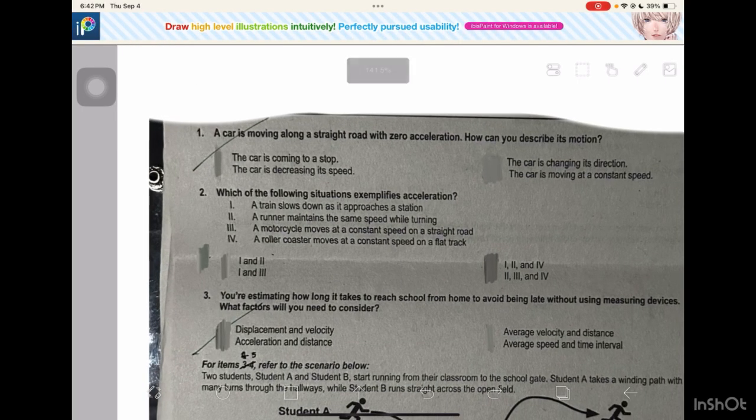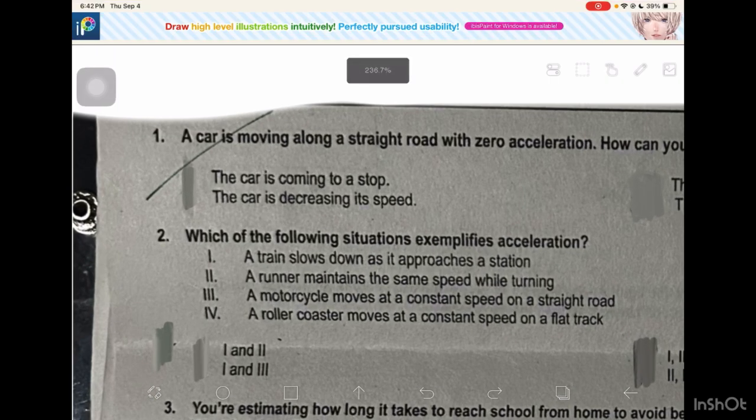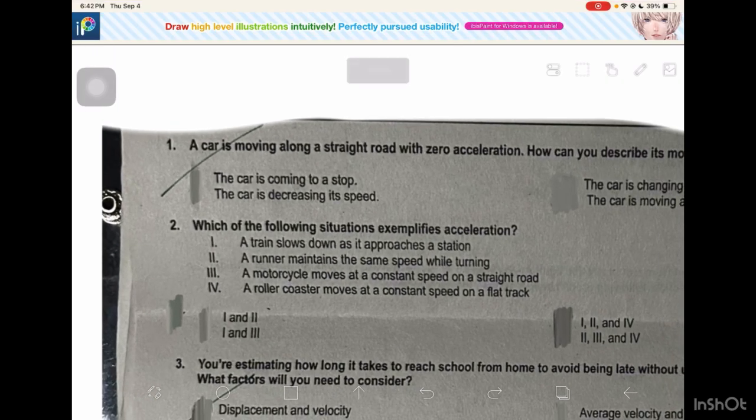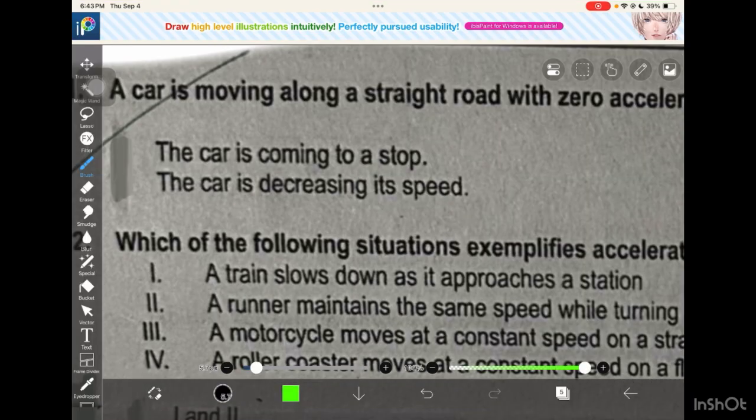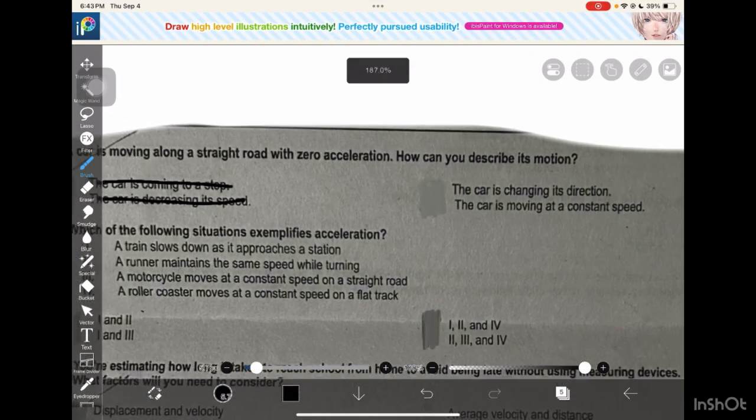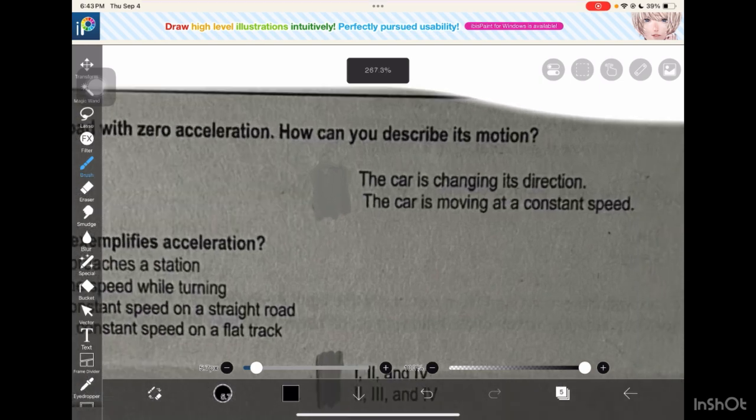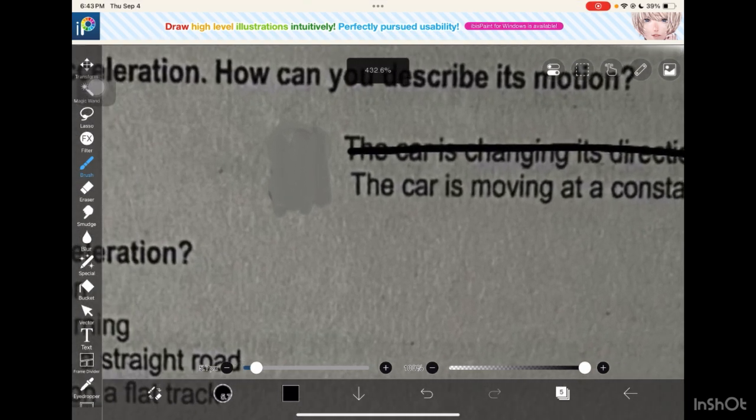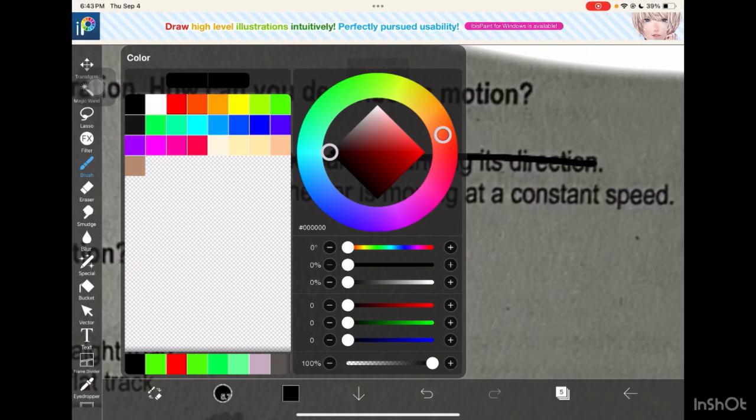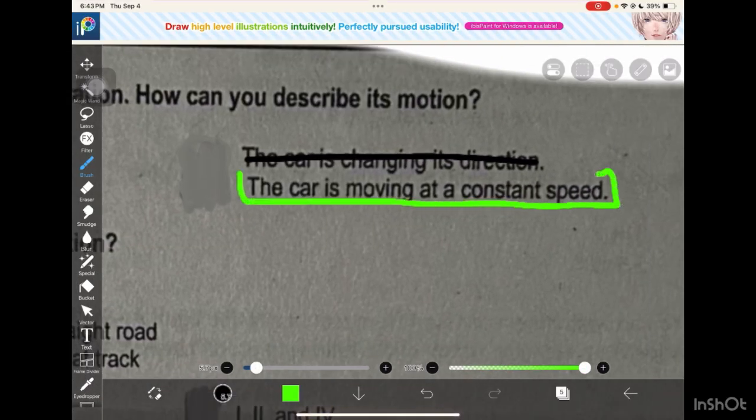A car is moving along a straight road with zero acceleration. How do you describe its motion? First and foremost, it has zero acceleration, which means the velocity is constant. So it's not speeding up or slowing down. It's just the same. So definitely it's not coming to a stop nor decreasing its speed. And since it's highlighted as a straight road, it's definitely not changing direction. Therefore, the answer is this one. The car is moving at a constant speed.